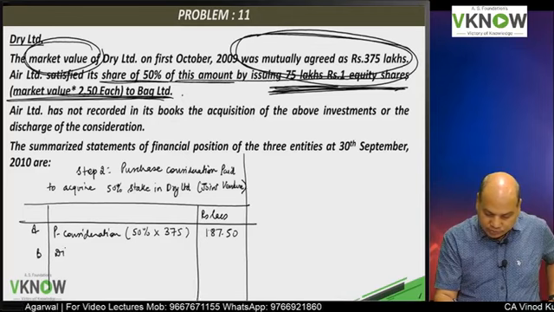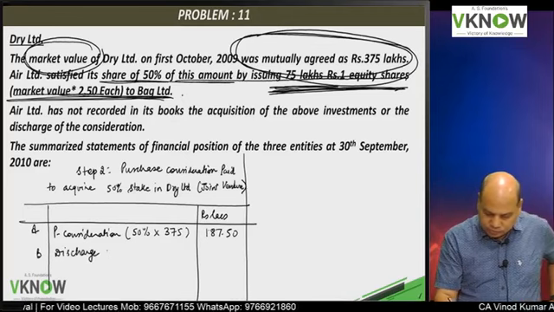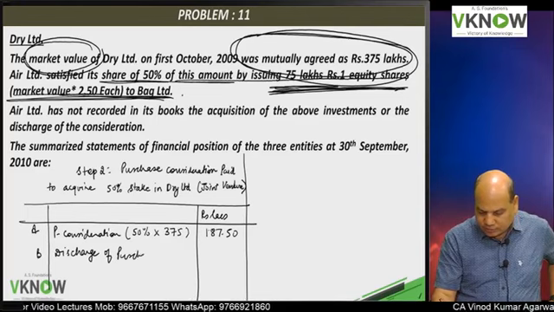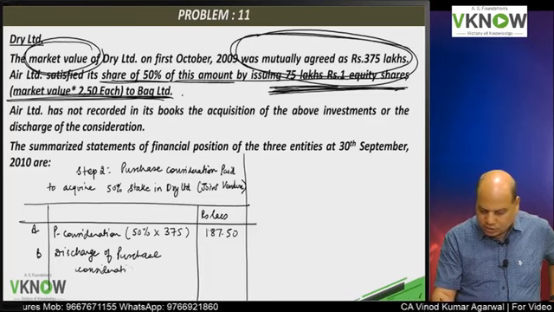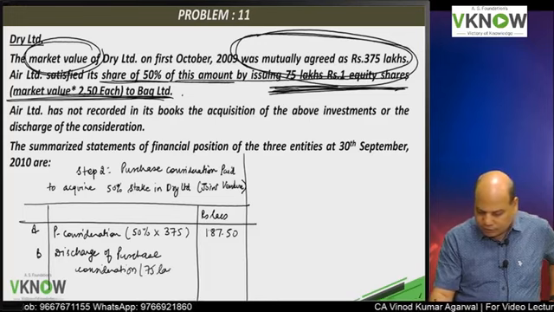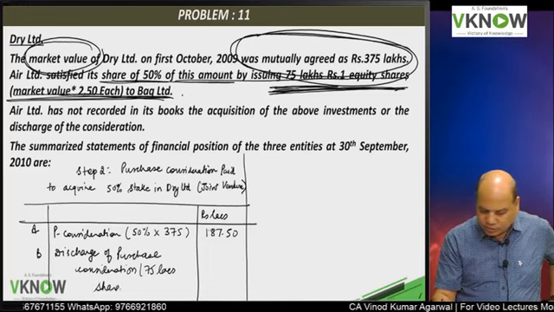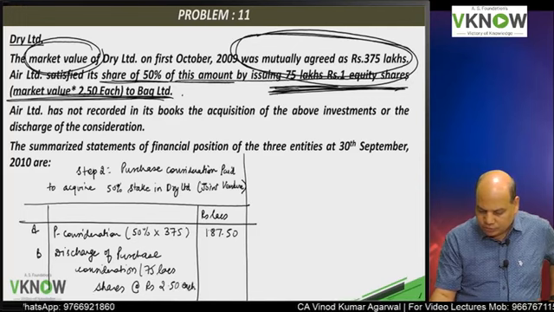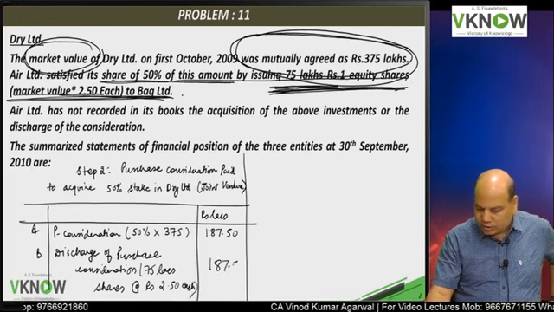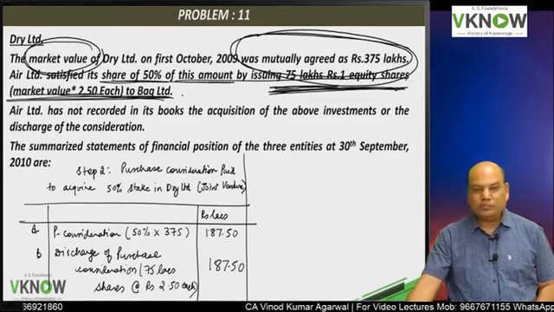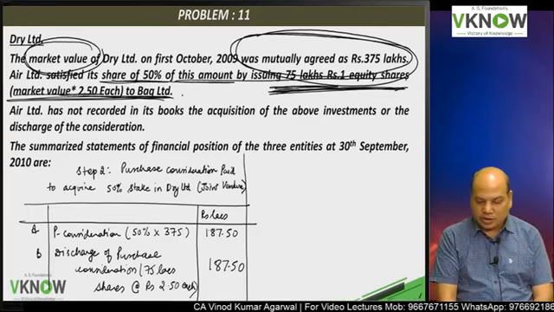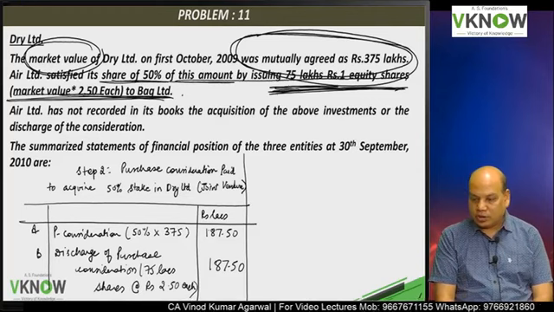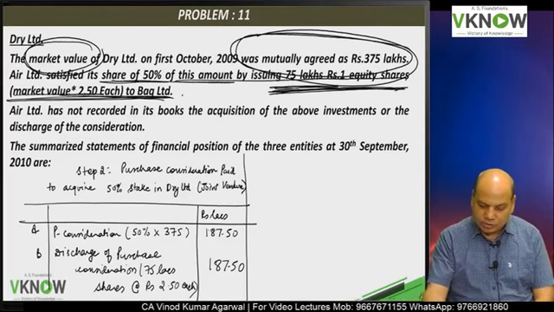So point number B, discharge of purchase consideration. Discharge of purchase consideration, 75 lakh shares at the rate of rupees 2.50 each. So that is 187.50. Okay. Now next line.